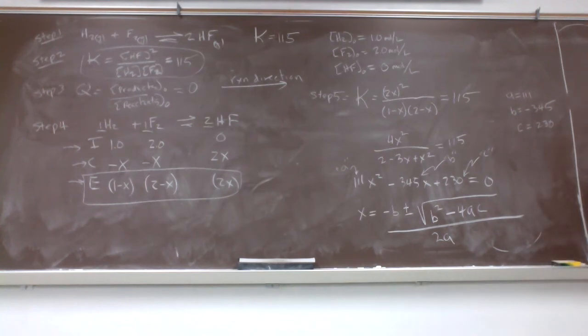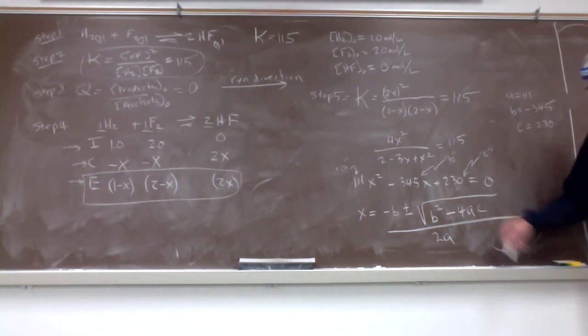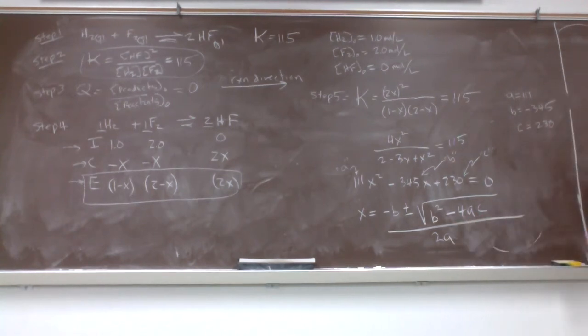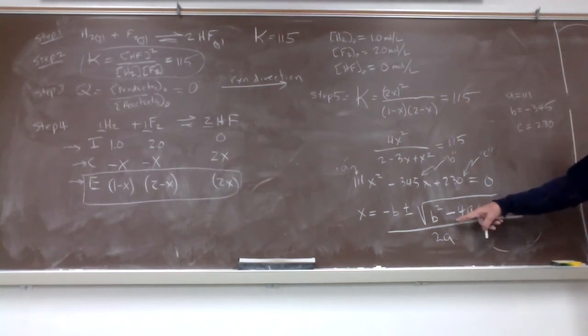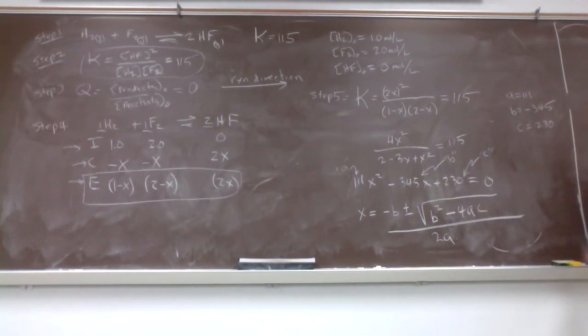Yes. Okay. So now you plug and chug. Plug in A, 111, plug in B, minus 345, plug in C, 230, do the arithmetic. And you get how many values for x? 2.